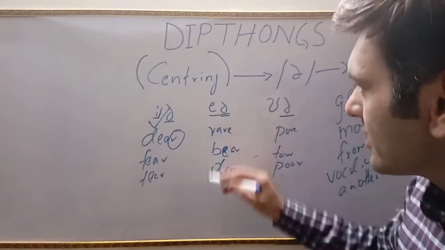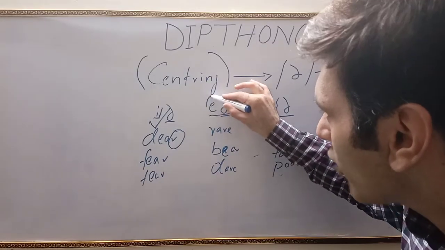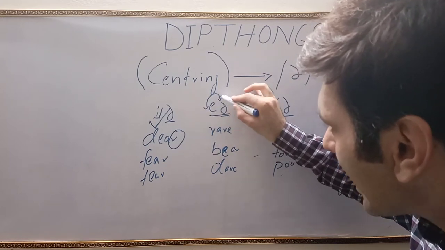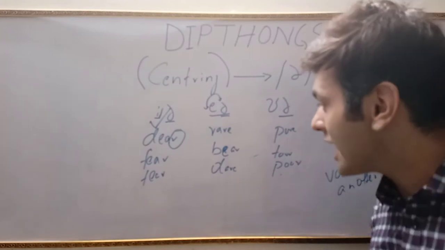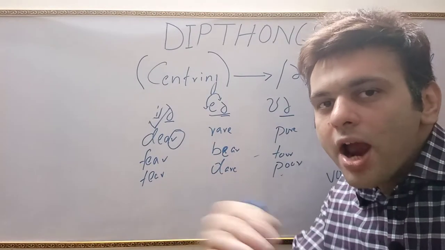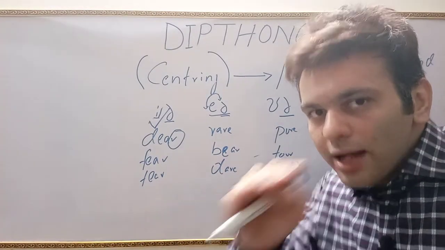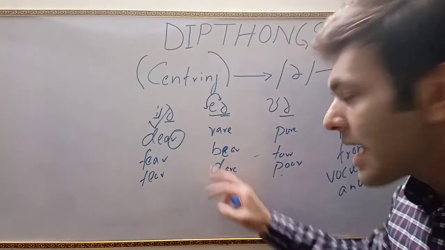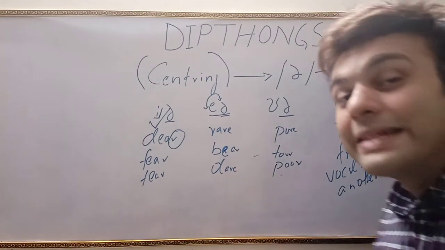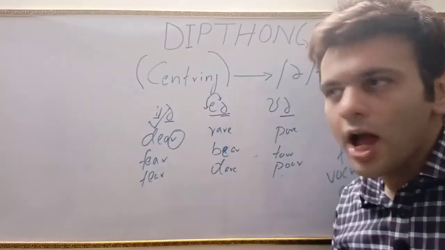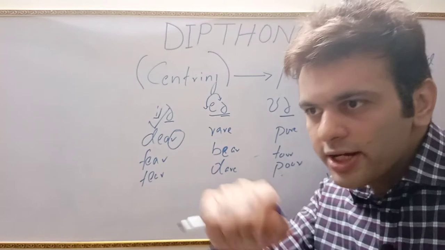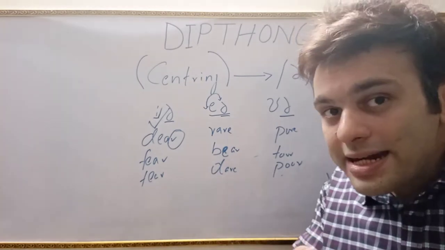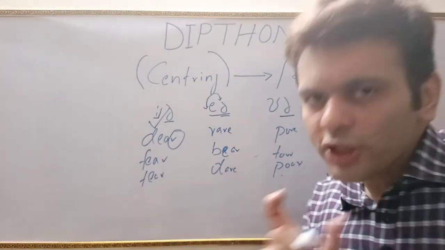Second, if you look at this, again, gliding movement from one vocalic position to another vocalic position. Rare, bear, dare. How dare you? How dare you? Dare. There is no r pronounced. So it's not a long vowel, it's a short vowel.